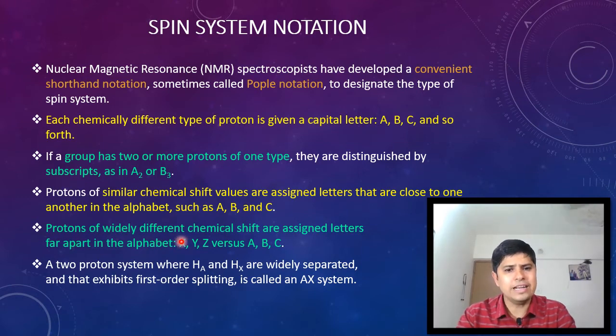Protons of widely different chemical shift are assigned letters far apart in the alphabet, that is XYZ versus ABC. A two proton system where HA and HX are widely separated and exhibit first order splitting is called an AX system. So what is this spin system notation?